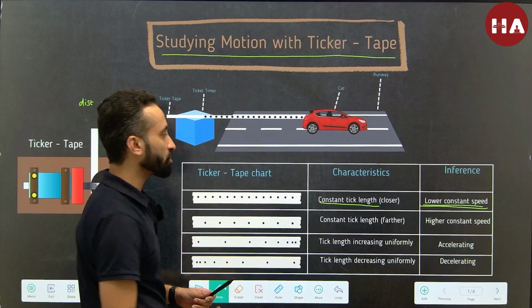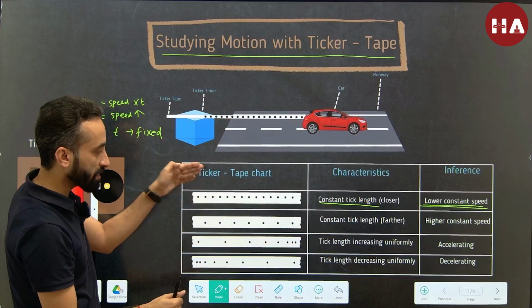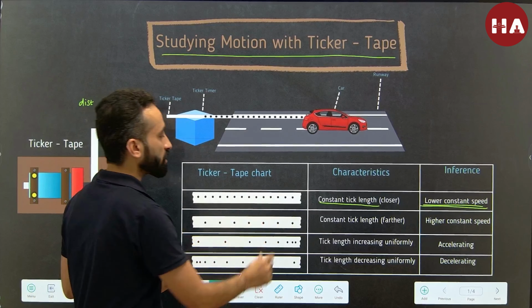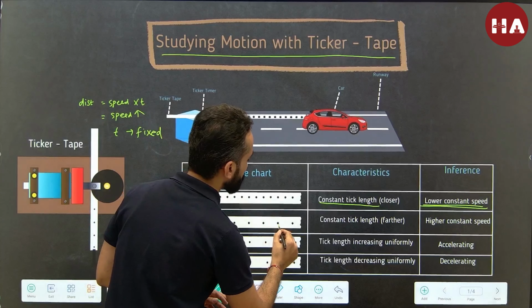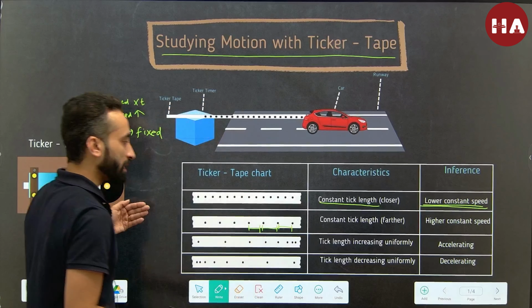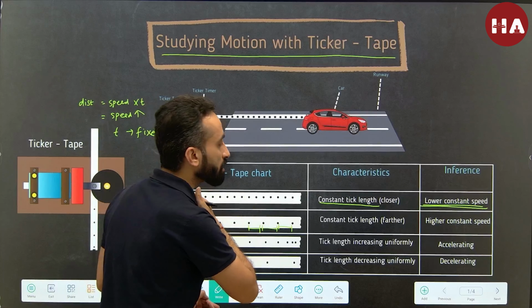So that tells you two things. It is moving at a constant speed but of lower value, because in the next case, when you see the situation of the dots, the separation between the dots has increased. So that means now the tape is still being pulled with a constant speed but of a greater value.